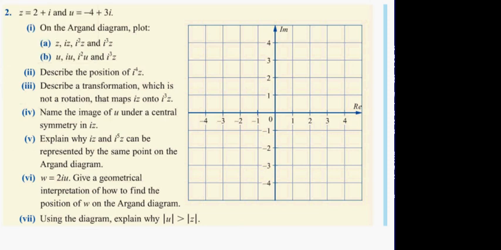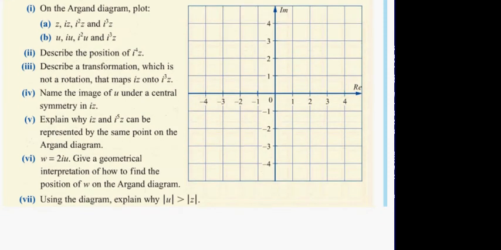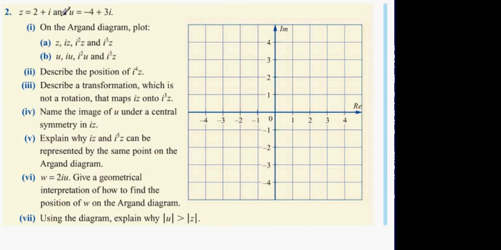1.13, last exercise. It says the following: Z is 2 plus i, U is minus 4 plus 3i. On the Argand diagram, plot Z, plot iZ, i squared Z, and i cubed Z. So here's what we've got to do. First of all, Z is 2 across, 1 up. This is the location of Z.